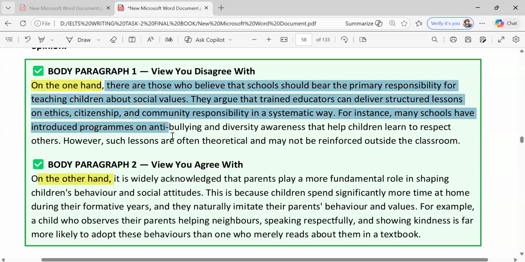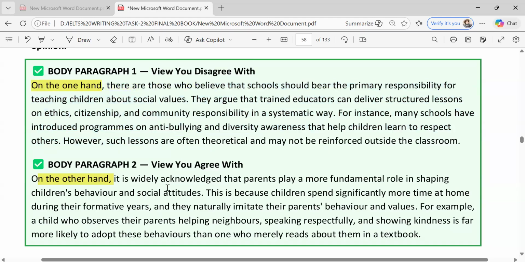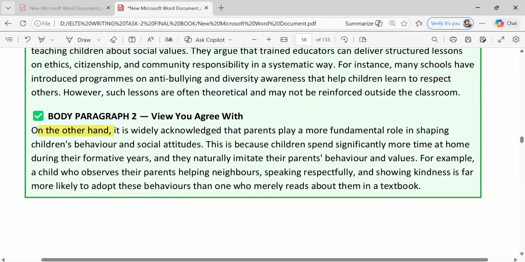So can you see this is the one where you disagree? And with the paragraph where you agree, you write the second. It is widely acknowledged that parents play a more fundamental role in shaping children's behavior and social attitudes. This is because, you want to give a reason now.